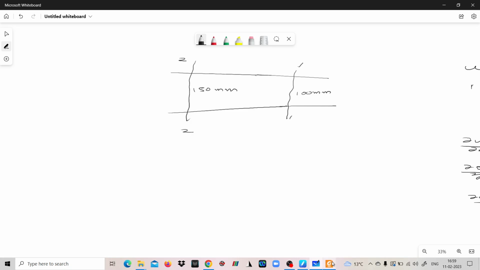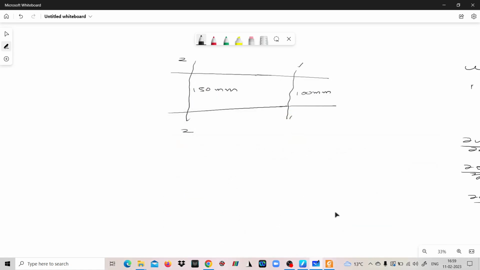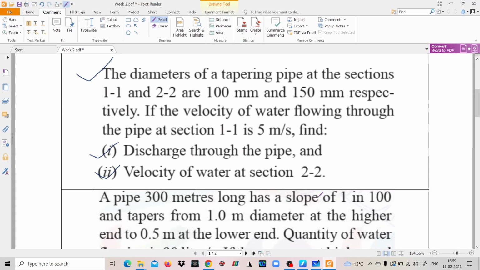Apart from that, what is given to you at section 1-1? At section 1-1, the velocity is 5 meter per second. So you need to find the discharge Q through this pipe and the value of v2, the velocity at section 2. So please try this problem. I'm giving you 6-7 minutes. You try these problems and then we'll look at the solution.